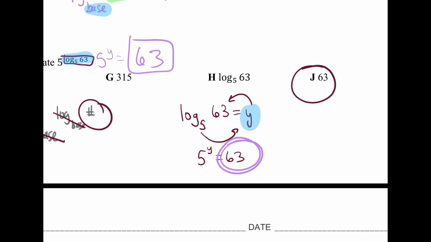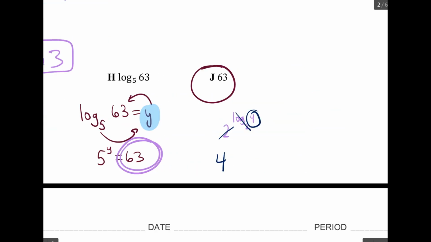Let's try it with a little bit of an easier number. How about if I have 2 to the log base 2 of 4? So we think right away, according to the rule, the answer should be 4. Let's double check that this is true. First, let me evaluate log base 2 of 4.